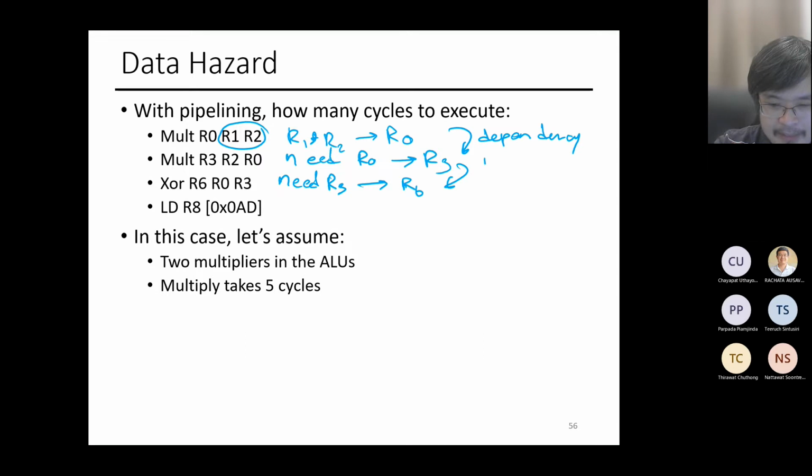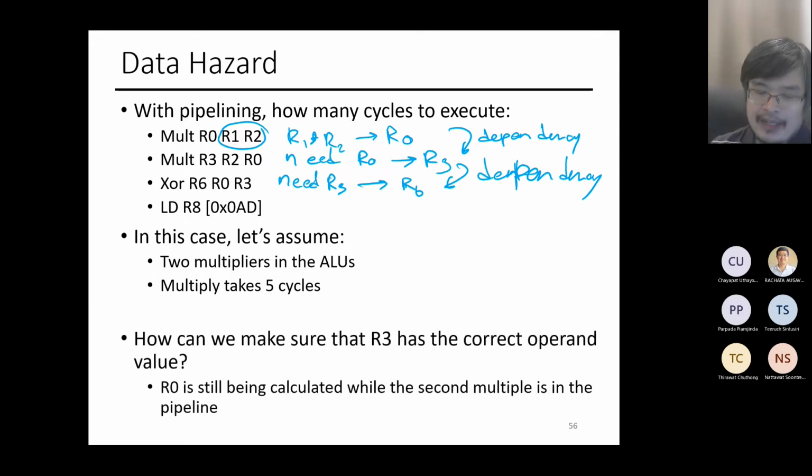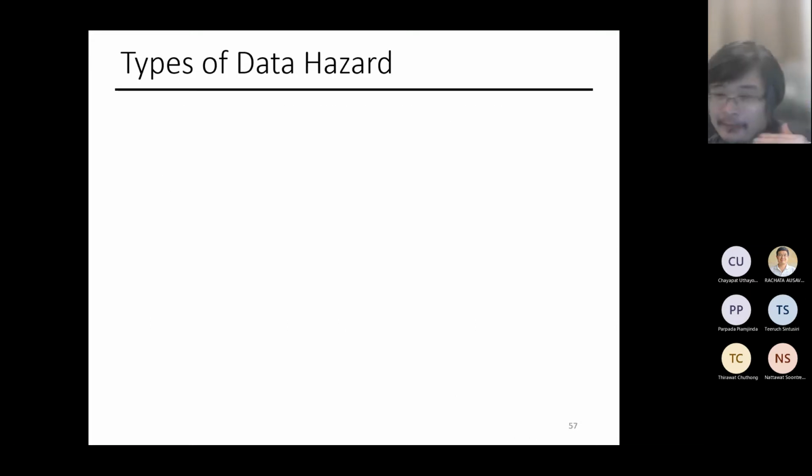And there's also another dependency here, right? In this case, for example, the second multiply has to wait until I got the correct version of R0. We call this data hazard, right? We already showed an example of how to fix it using data forwarding, but we haven't formalized the terminology yet.